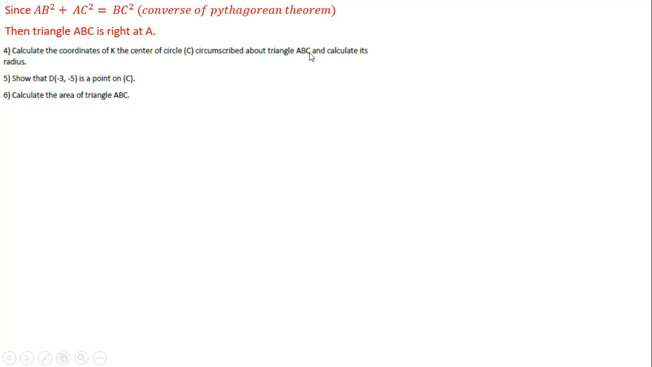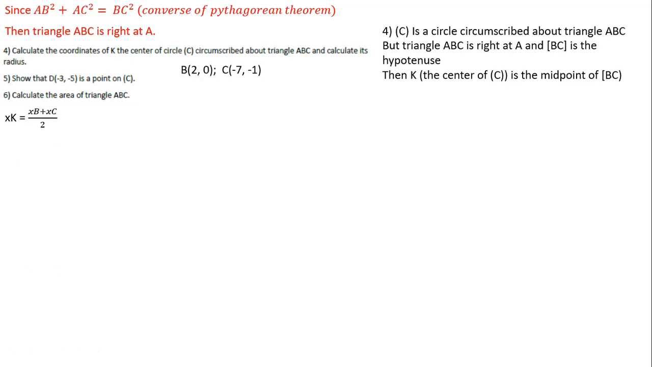In part 4, we should calculate the coordinates of K, the center of the circle circumscribed about the triangle ABC. We talked about the circle circumscribed about a triangle. So this circle will be around the triangle ABC, passing through A, B, and C. The center of this circle is the midpoint of the hypotenuse. Since triangle ABC is right at A, the hypotenuse is BC, so K will be the midpoint of BC. So using the rule of midpoint, we calculate XK is equal to (XB plus XC) over 2, and also YK is (YB plus YC) over 2. These are the coordinates of K.